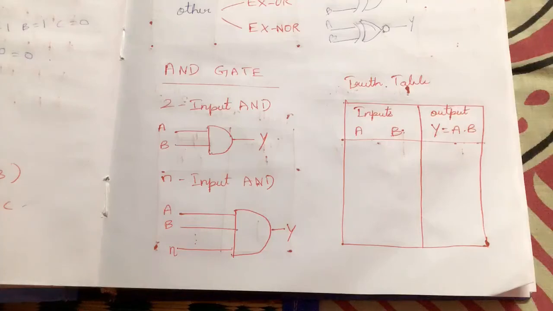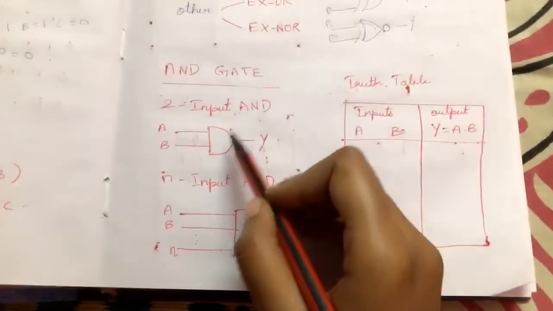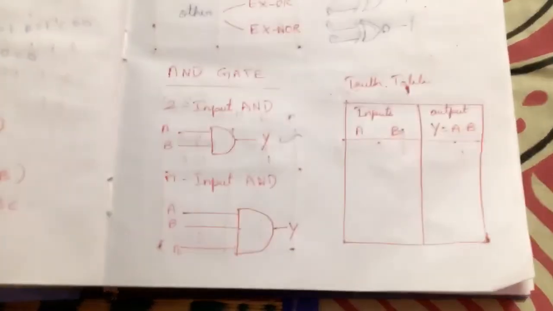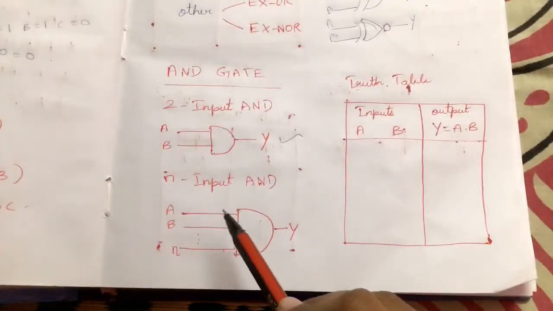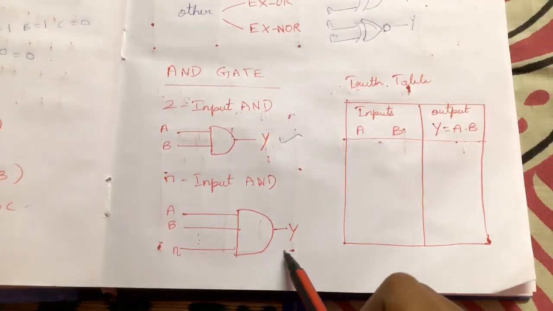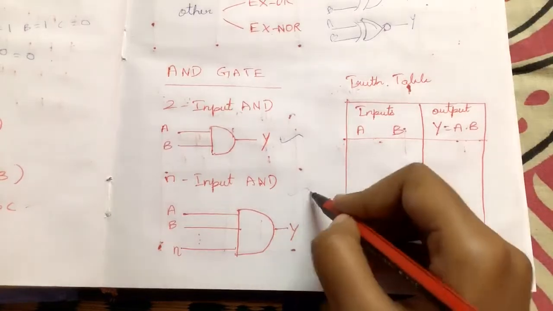So now we are seeing the AND gate representation. Before, we saw the session about the logical gates, with examples of how to draw the logical symbols of each and every gate. Now we are going to see the truth table and representation of this AND gate. Here we have two inputs, which gives us this logical symbol. And suppose we give multiple inputs, A, B till N, we will get this symbol. So this is just a representation of this.